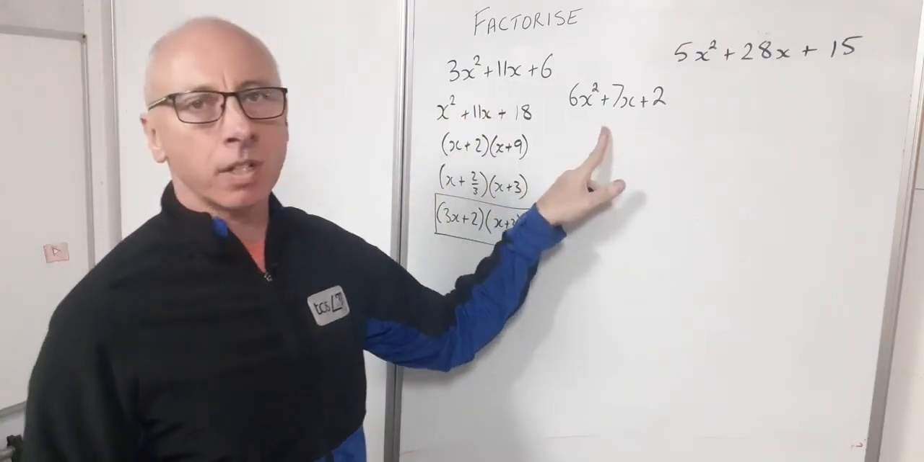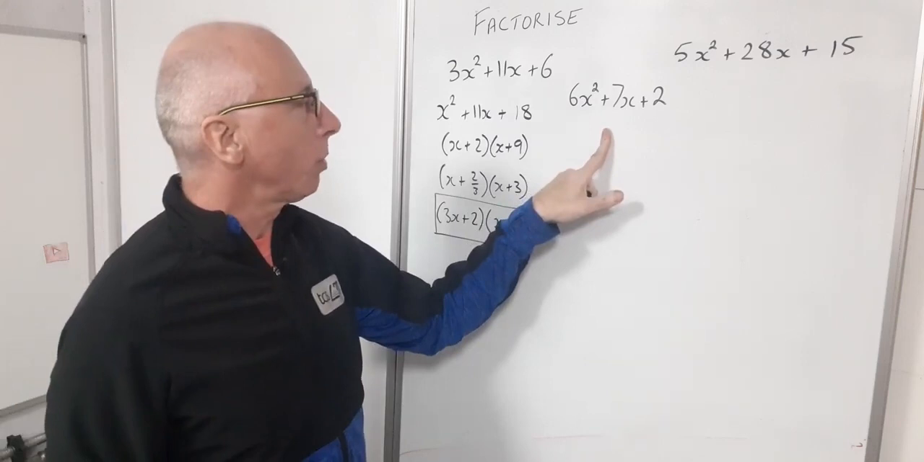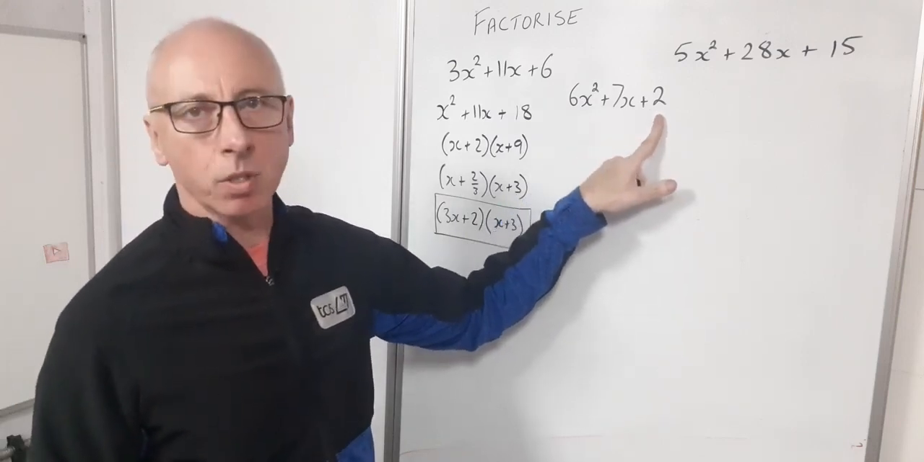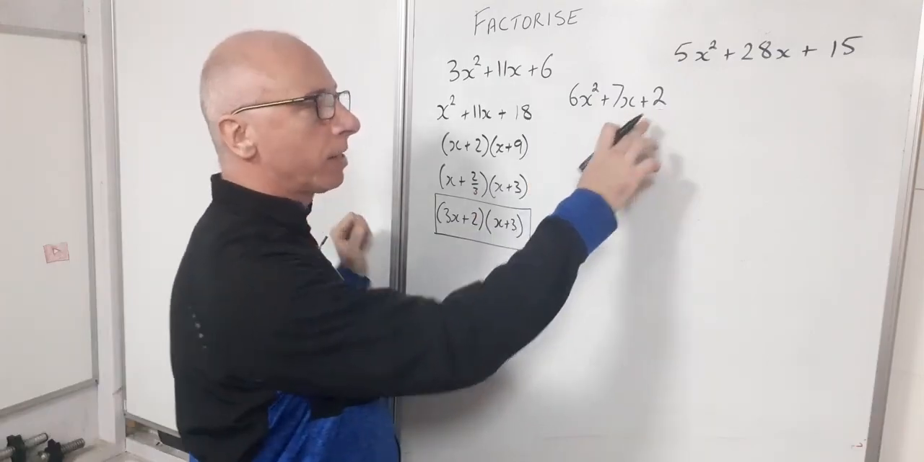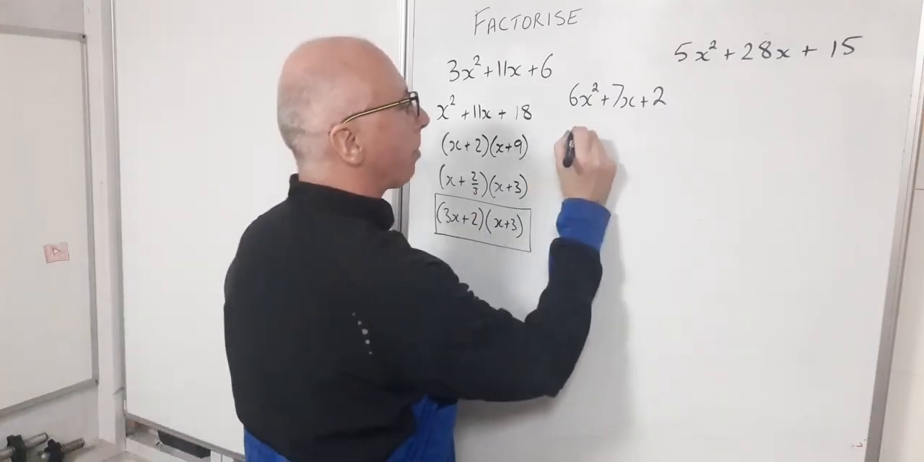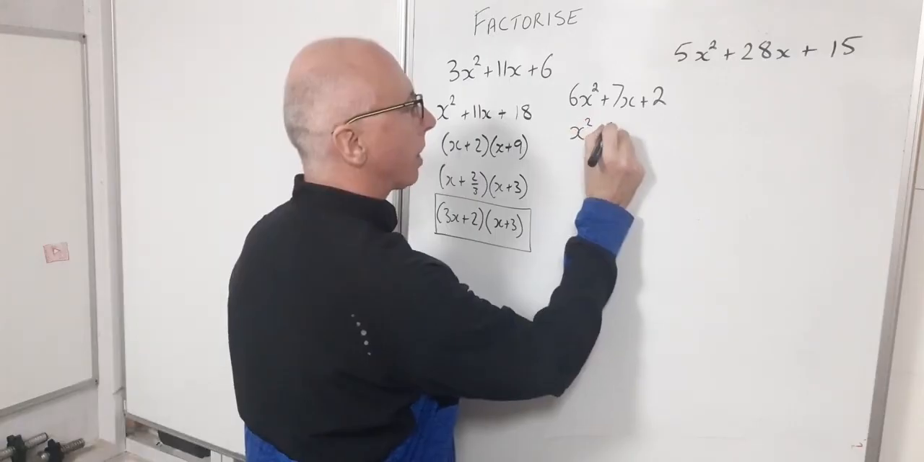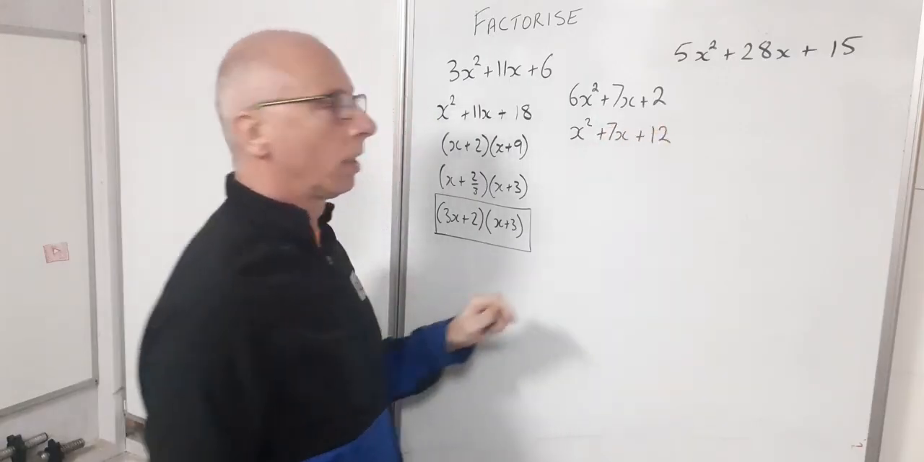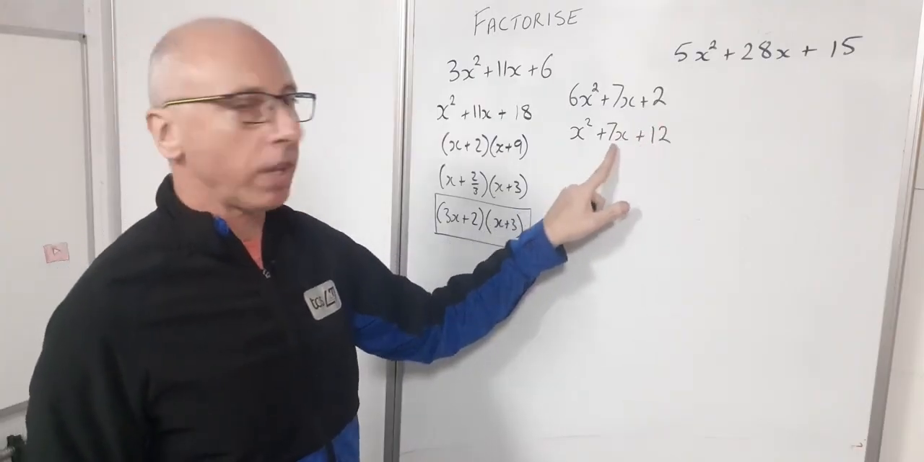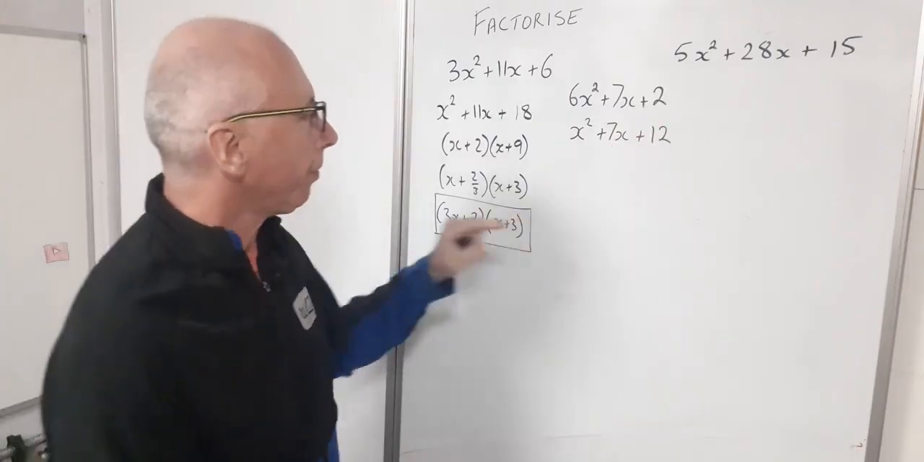Now let's have a look at this one. So we've got 6x squared plus 7x plus 2. So this one here, the a value is 6, so multiply 6 with 2. So then that becomes x squared plus 7x, and then 6 2's are 12. Okay, so now we want factors of 12 that sum to 7.